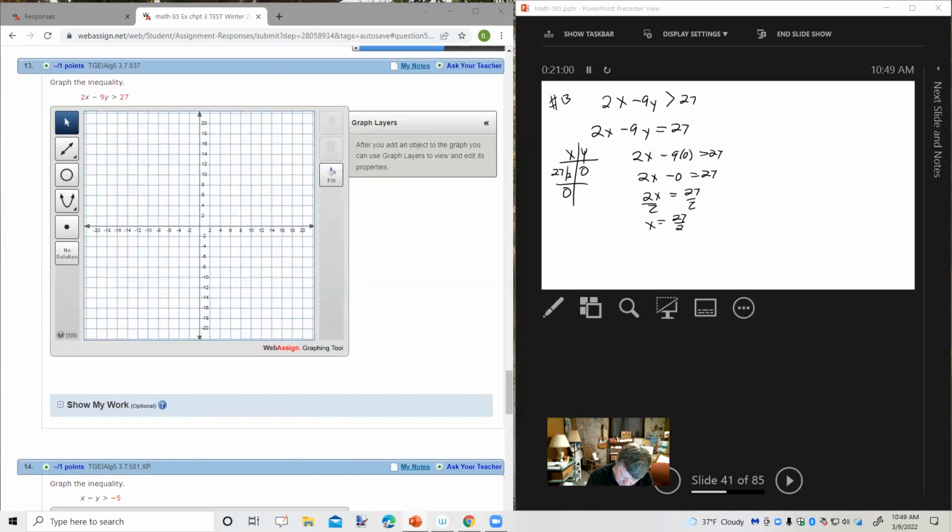Okay. And then if x is 0, 2 times 0 minus 9y equals 27. 0 minus 9y equals 27. Negative 9y equals 27. Divide both sides by negative 9. Y equals negative 3. All right, so those are my 2 ordered pairs.